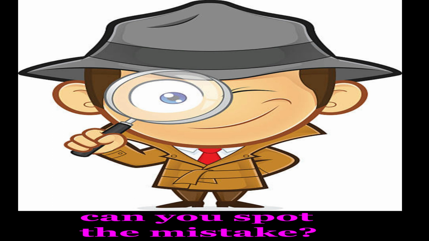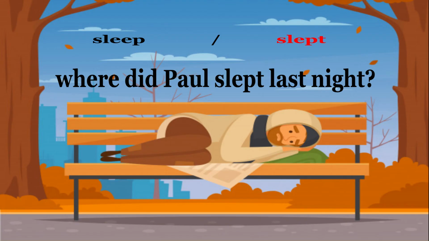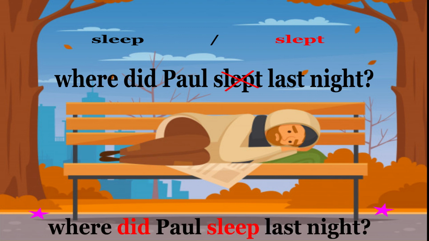Now can you spot the mistake? The first mistake here. So the verb is speak, spoke. You see, the mistake is spoke. You shouldn't say did they spoke, it's did they speak. Where did Paul slept last night? So the mistake is slept. The right answer is where did Paul sleep last night? When you use did, don't change the verb, don't put it in the past.